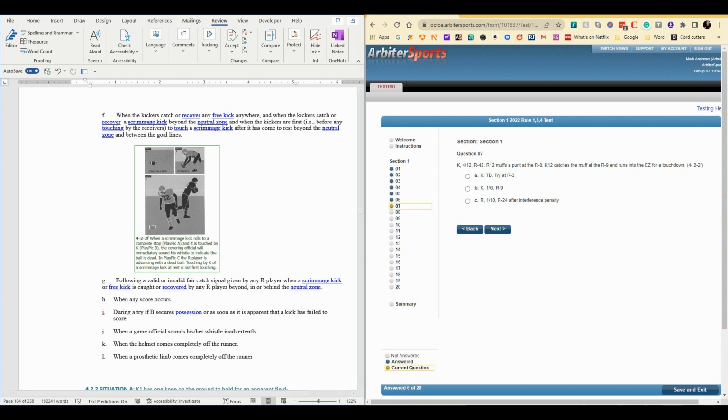Okay, question number 7. K, 4th and 12 at the R42. R12 muffs a punt at the R8. He didn't fumble it, he muffed it. It means he just touched it, or it touched him.